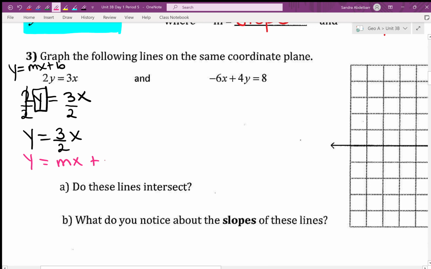Now, I want it to be y equals mx plus b. What am I missing? Bryce? The b. So I need to put a b. So this is plus what if nothing's there? 0. Good, Jake. That's a plus 0. So y equals 3 halves x plus 0.